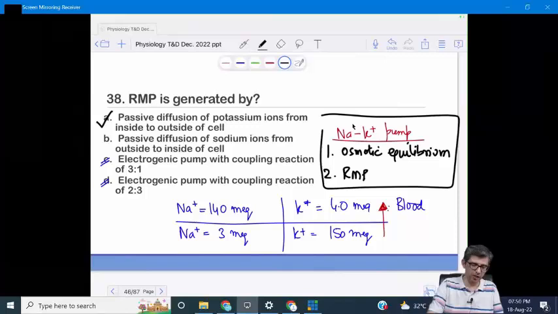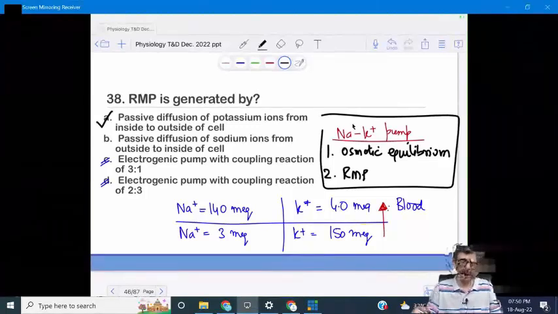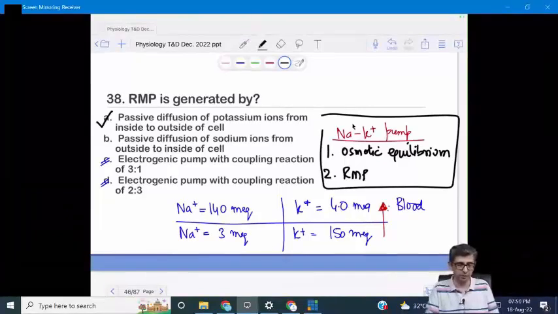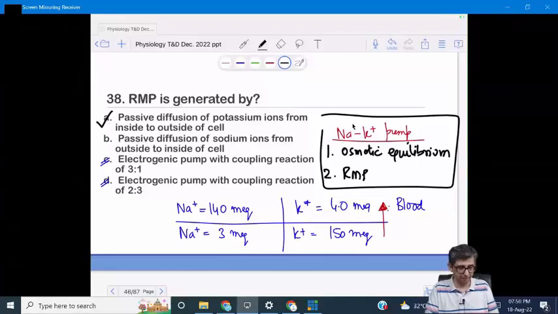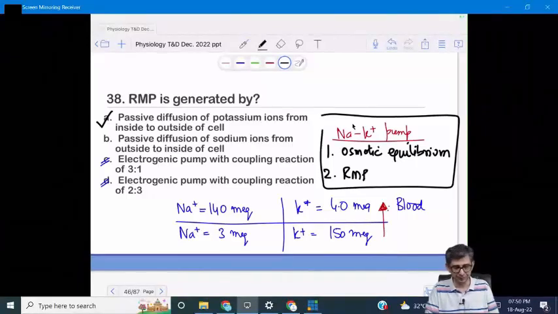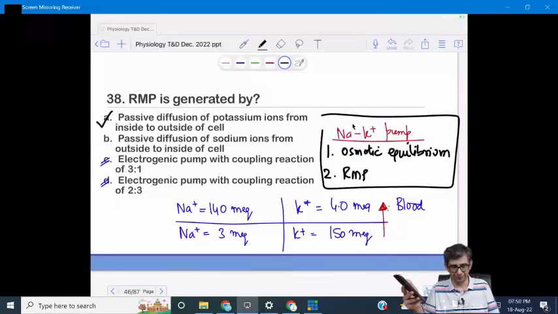RMP is generated by passive diffusion of ions from the inside to the outside of the cells. I mean, the values of potassium inside the cells are huge, a large amount, 150. Okay. Good. 38 is A. We come to 39.